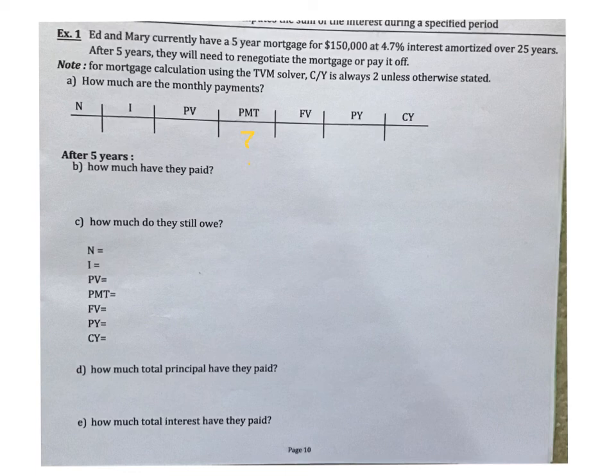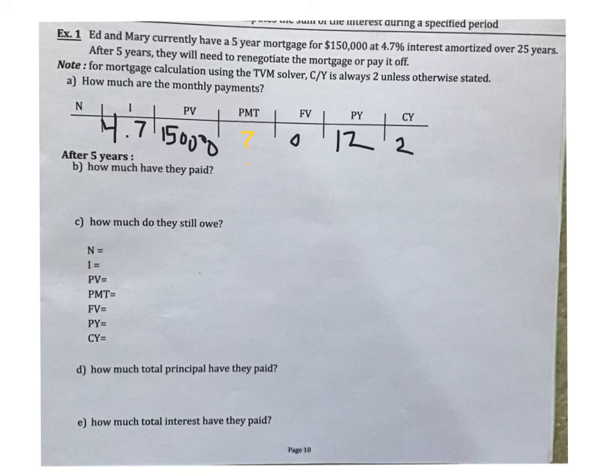Okay, so we're looking at monthly payments. So the PY would be 12. The interest rate is 4.7. The present value, they've borrowed $150,000. The future value is 0. They're trying to pay off this loan.